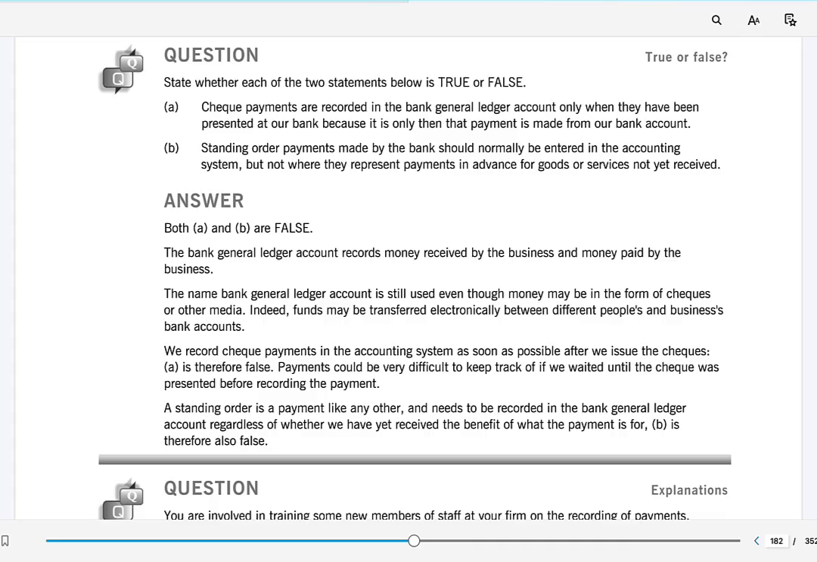Now, Statement B says something that sounds logical, but it is wrong. It says we should record standing orders, but not if they are payments in advance for goods or services not received yet. This is wrong because the bank general ledger is not about did we receive the goods. The bank general ledger is about cash movement. It is about money going out and money coming in. So if money goes out of the bank account, it must be recorded, always, even if it is a payment in advance, because the bank balance has reduced, and the accounting system must match the bank account.